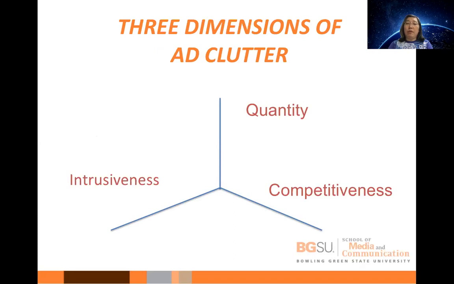Another dimension is competitiveness, which includes how competitive, how similar the products involved in the advertisements are. For example, if all the ads are about automobile brands like Honda, Toyota, Hyundai, Nissan, and then GM brands like Buick, then we kind of get confused and we may not remember which is which.